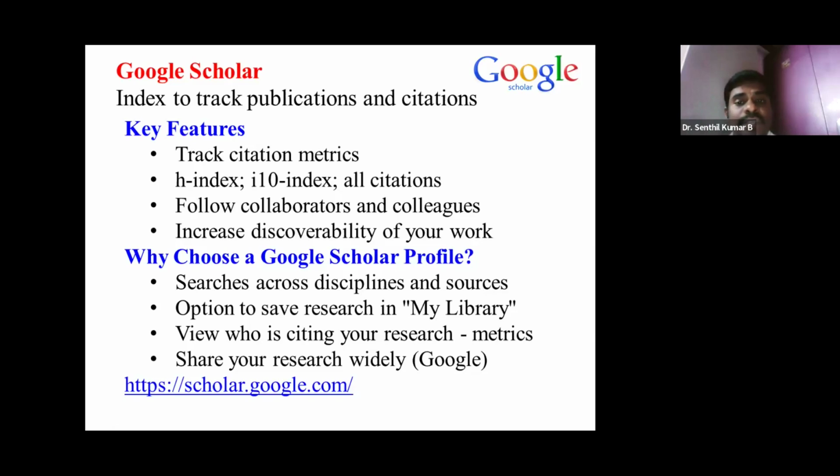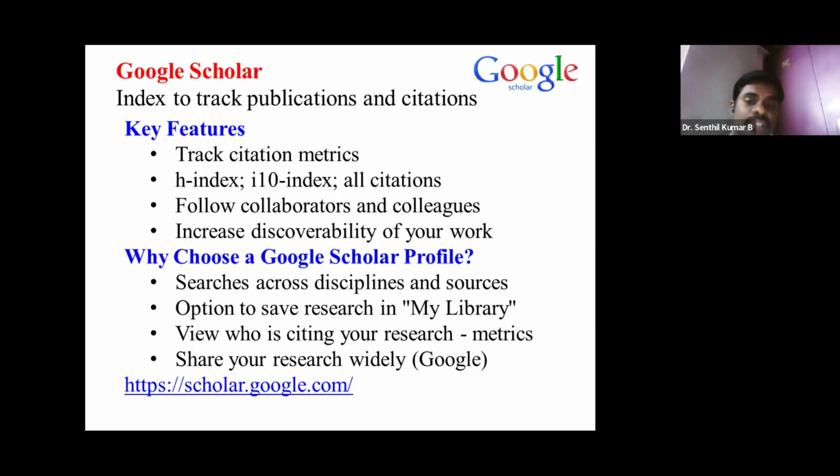And there is the option to save research in My Library. Whenever you check out articles from Google Scholar, you have the My Library option. You can save and store it, and use it whenever you want. And you can view who is citing your research. If people are citing your work, you can see who has cited it. That is another key feature of Google Scholar.